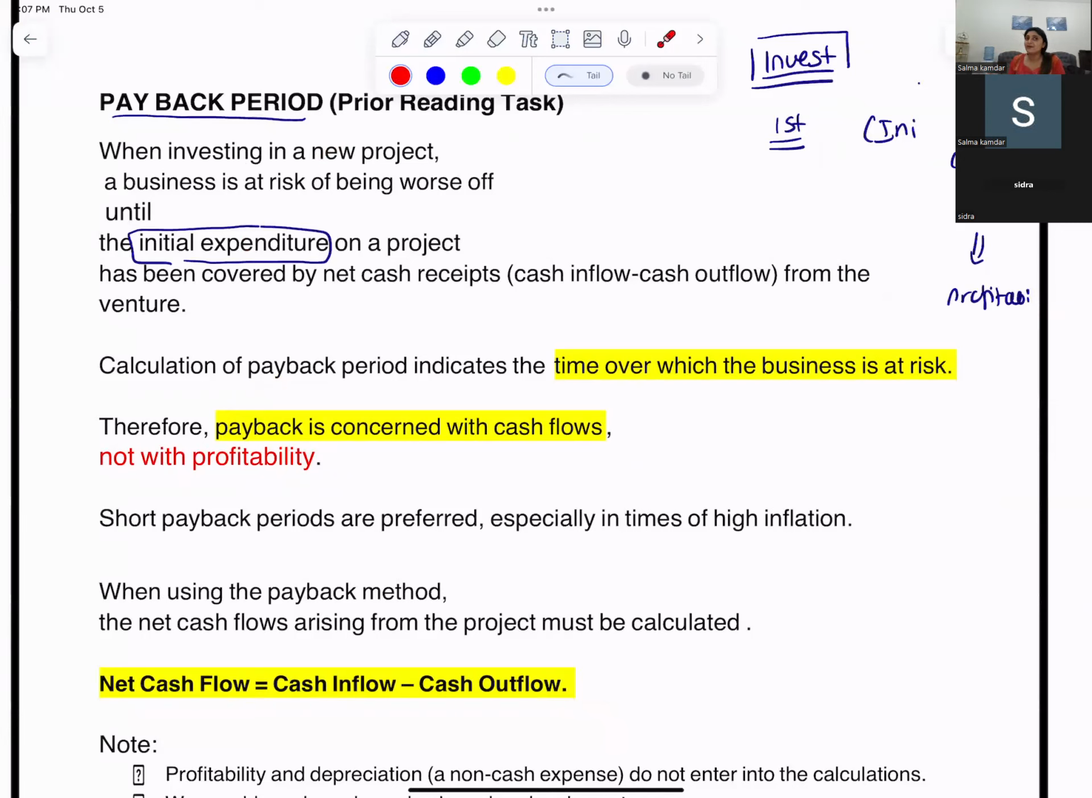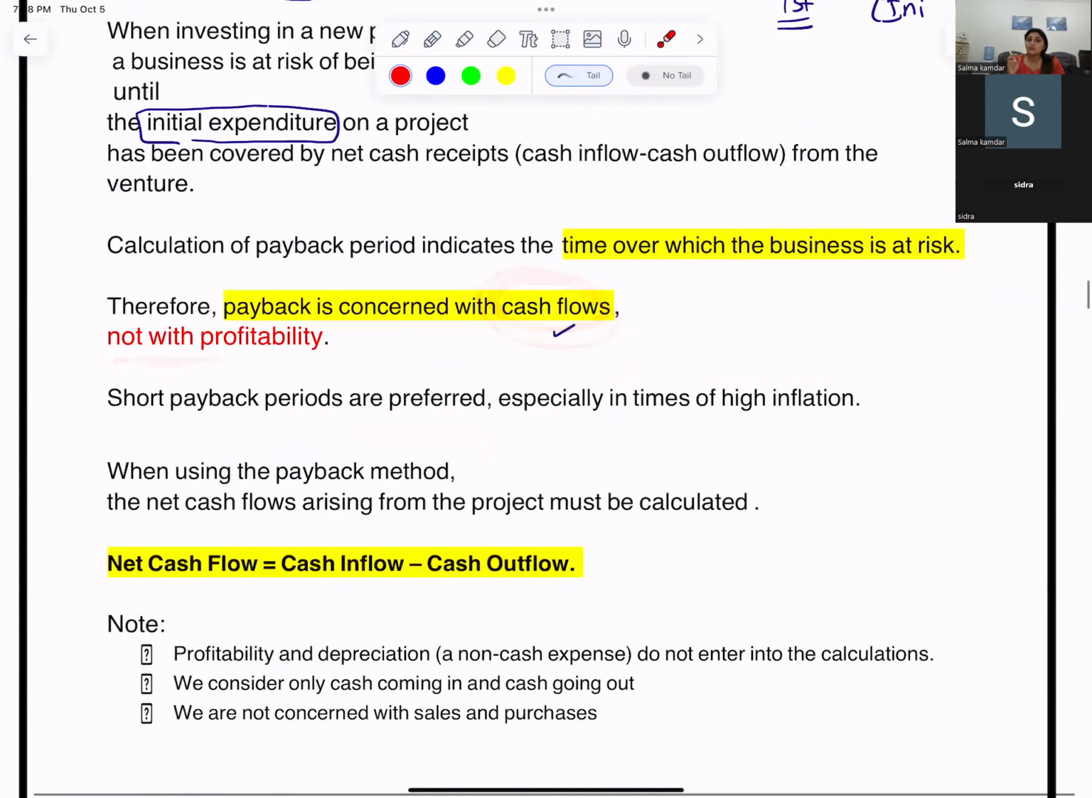Afterwards, you can look for the profitability, because having a good cash flow is more important than having profitability. So the payback period tells you that your business is only at risk till the time you have not got back your initial expenditure. Once you have recovered all your money, whatever you're doing is something you can see later on. You will want to be at risk for the least number of years. So the payback period is concerned with cash flows. It is not concerned with profit. The earlier you recover your investment, the better it is.